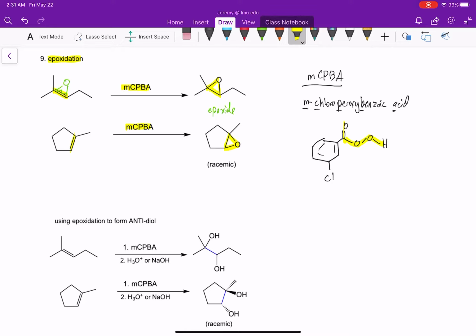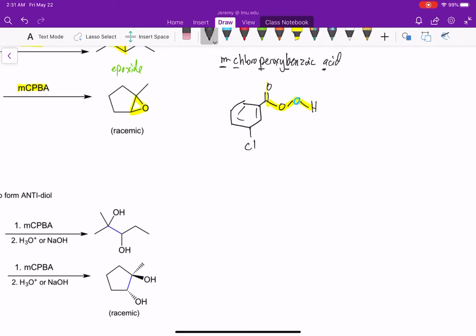What I'm going to do here is highlight one of the oxygens in blue, because that's the oxygen that's going to add to our alkene. So let me just show you how this mechanism works. It is a one-step mechanism. We take our double bond, and what we really need to do here is draw our MCPBA molecule. Instead of writing all this out, I'm just going to call that an R group because there are some carbons there, and it makes it a little easier to draw this molecule.